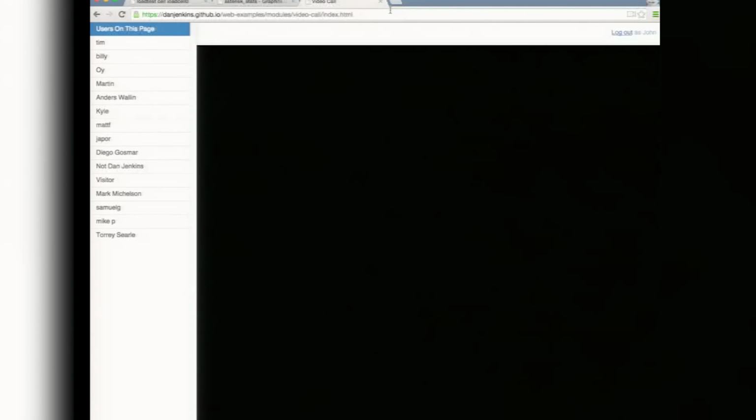So we're seeing the left side fill up with people. There's Tim, there's Billy, there's Martin, there's Kyle, not Dan Jenkins, a visitor, Samuel G. So this example is LAN to LAN, hopefully. So I'm going to be on the same network as you guys, and so it's LAN to LAN. So let's try this out.